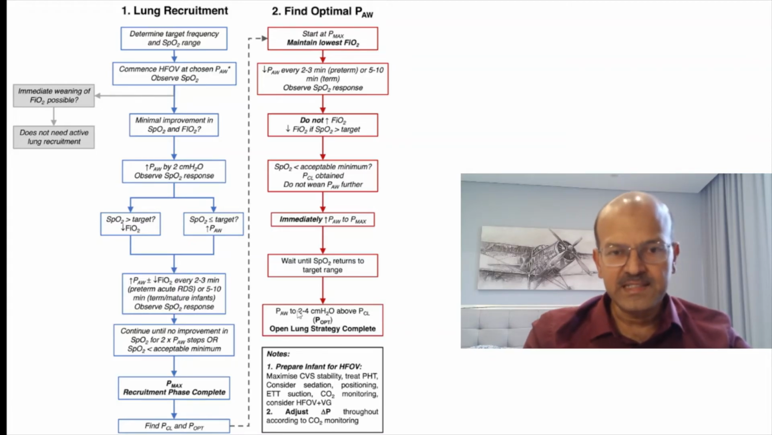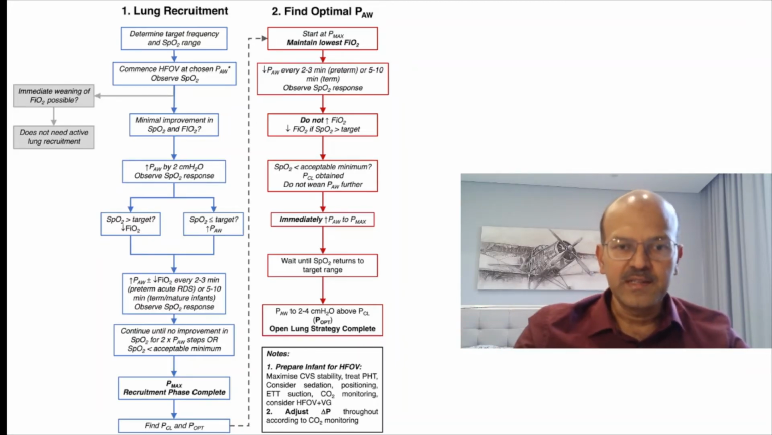So for that stage in disease, you have noted down the peak pressure, the Pmax, the closing pressure, and the optimal pressure. But remember that this can change from time to time. So if there is any fluctuation, you may need to repeat the recruitment process.